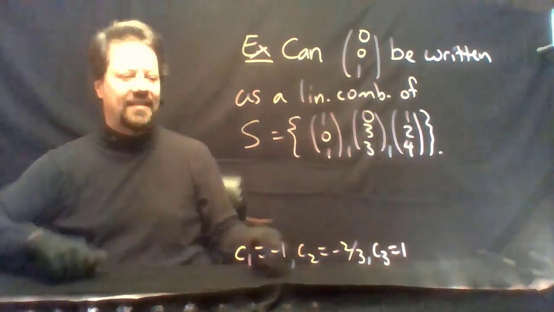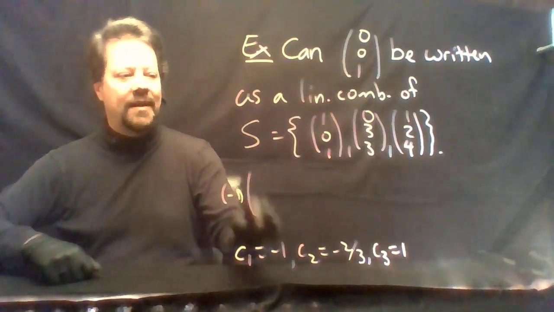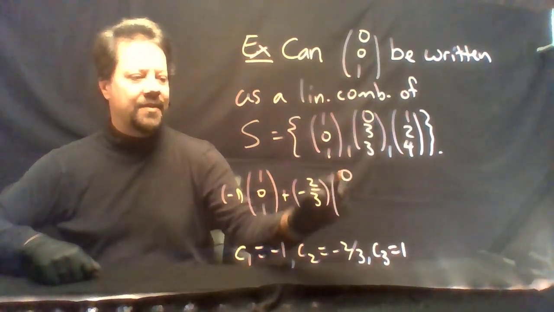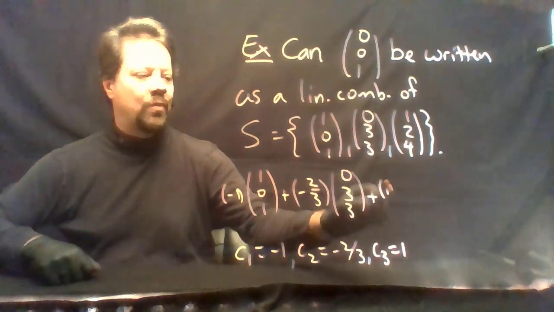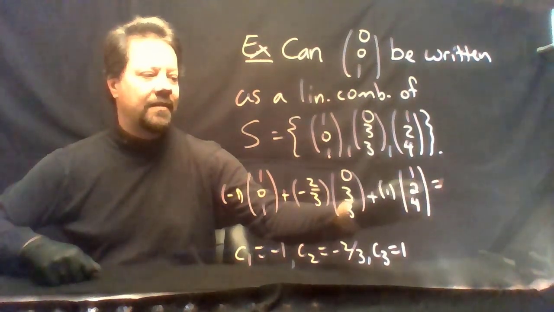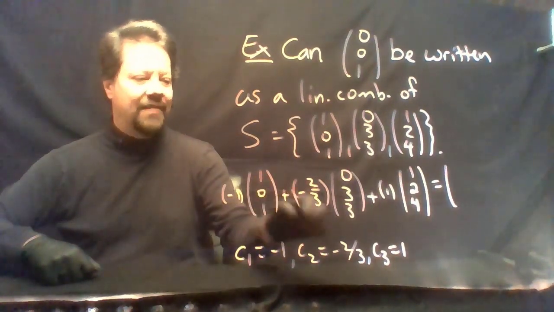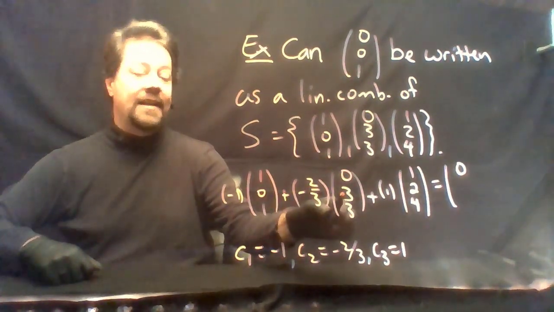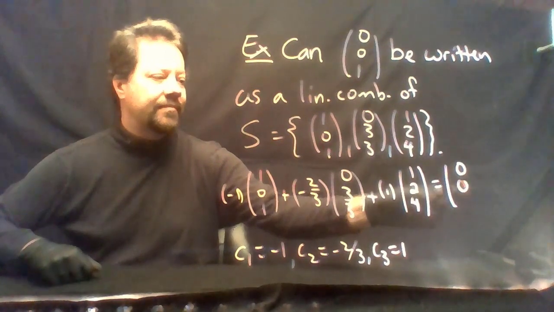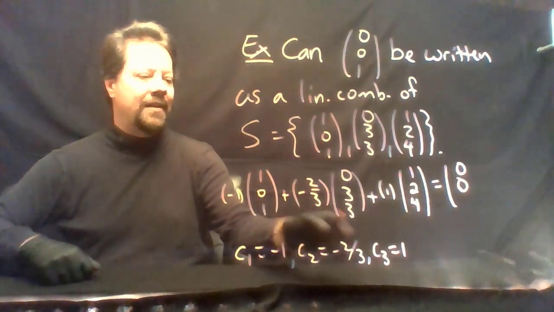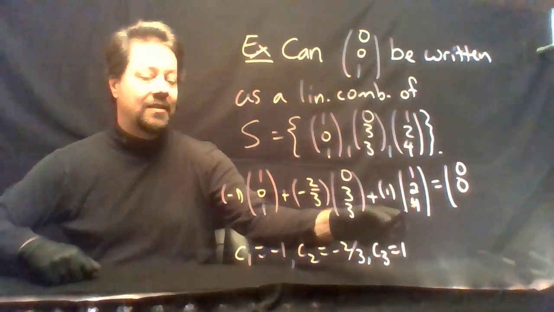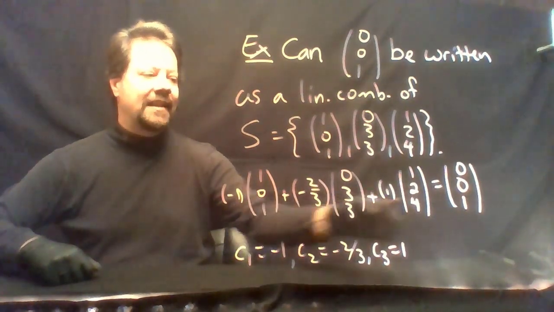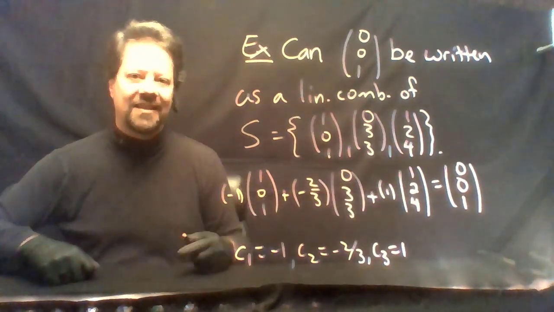Let's see that in practice. Let's take -1 times 1, 0, 1, minus 2/3 times 0, 3, 3, and then 1 times 1, 2, 4, and see what we get. We get -1 and 0 and 1, that's 0. 0 and -2 and then 2, that's also 0. -1 and -2 is -3 plus 4 gives 1. We can see that there is in fact a linear combination of these three vectors that gives us the vector 0, 0, 1.